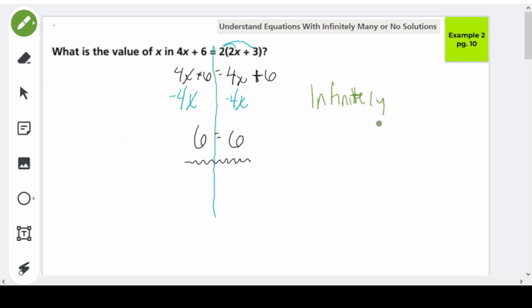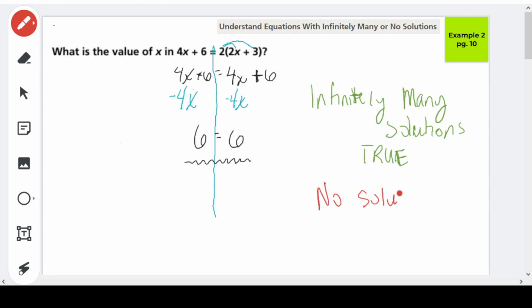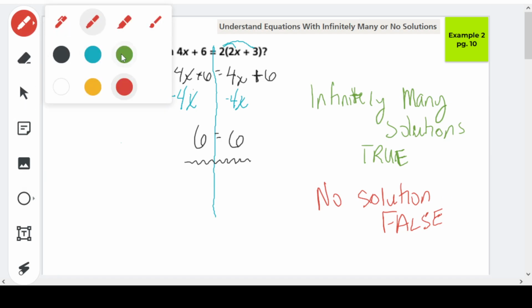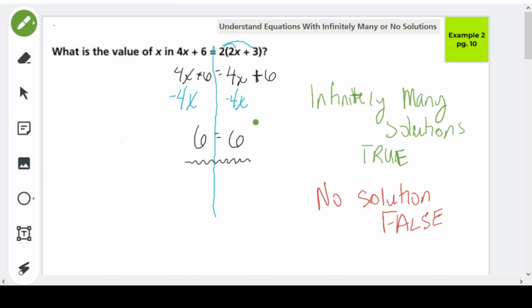that's a T, it's just ugly. To get infinitely many solutions, you have to end up with a true statement. All right, this can't be a lie, it has to be true. To get no solutions, we have to get some kind of expression that is false. So for example, if this said like 6 equals 74, those two numbers aren't the same, so that would be false. So in this case, 6 does equal 6. So in this case, you get infinitely many solutions, which many kids write as IMS.